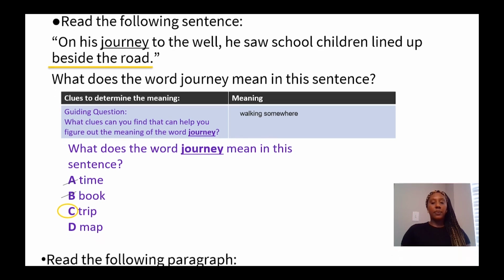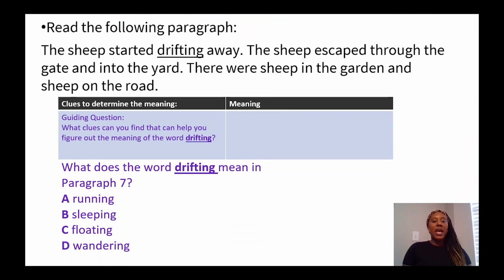Now I want you to try one on your own. On your piece of paper, you're going to answer this context clues question. Remember, the first step is always to read the sentence or the paragraph that your unknown or unfamiliar word is in. Then you're going to look for clues in that sentence or paragraph that help you figure out the meaning of the unknown or unfamiliar word.